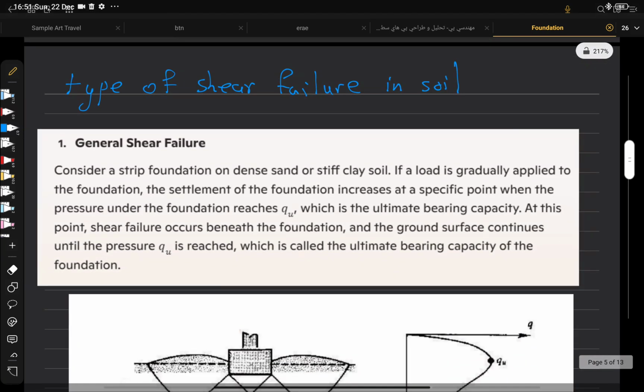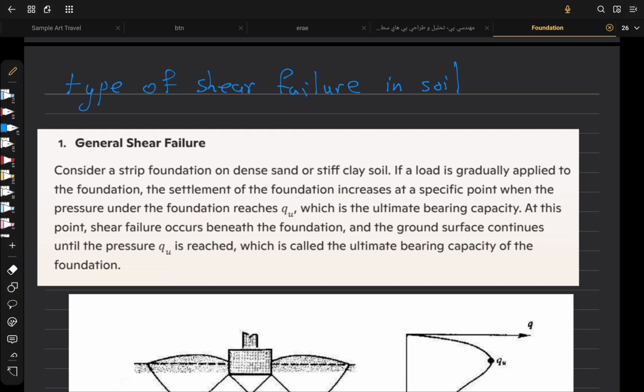Okay. General shear failure. We have types of shear failure in soil. The first one is general shear failure. Consider a strip foundation on dense sand or stiff clay soil. If a load is gradually applied to the foundation, the settlement of the foundation increases until a specific point when the pressure under the foundation reaches QU, which is the ultimate bearing capacity.